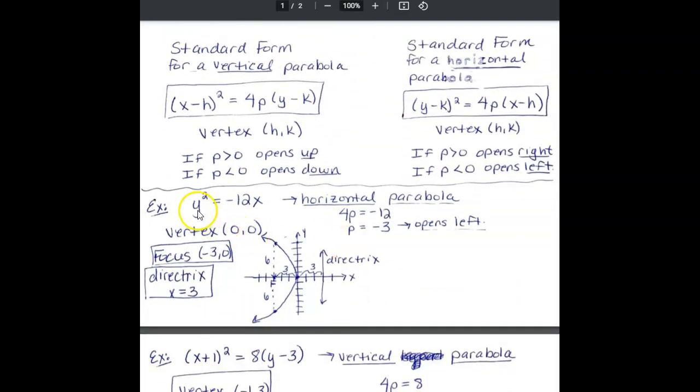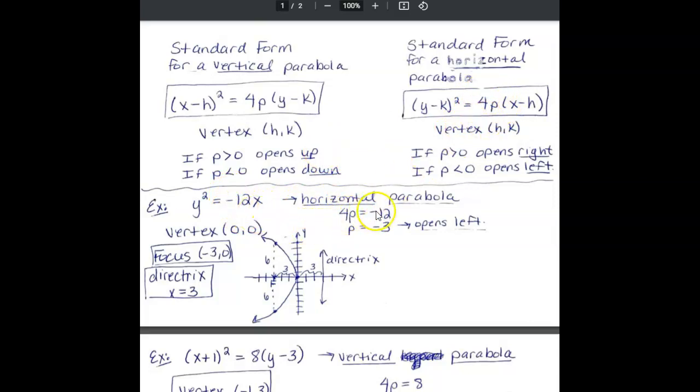This first example, we're given y squared equals negative 12x. This is standard form in which h is 0 and k is 0. We can tell this is horizontal because x is the variable on the right that is not squared, and y is squared. So that fits this form, and it is going to move horizontally. The coefficient on the right side is equal to 4p. In our case, that number is negative 12.